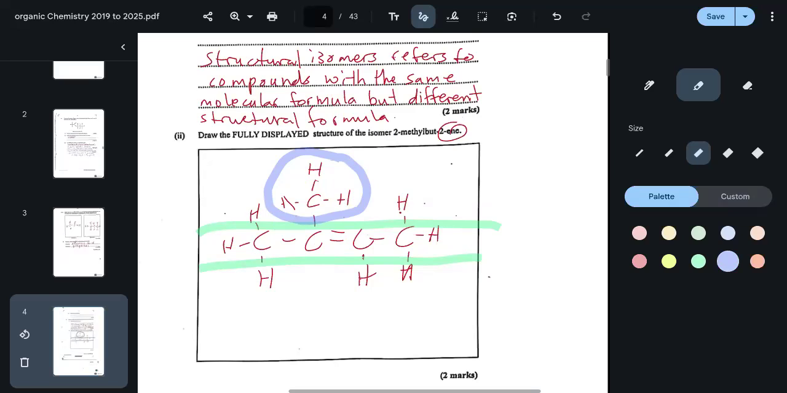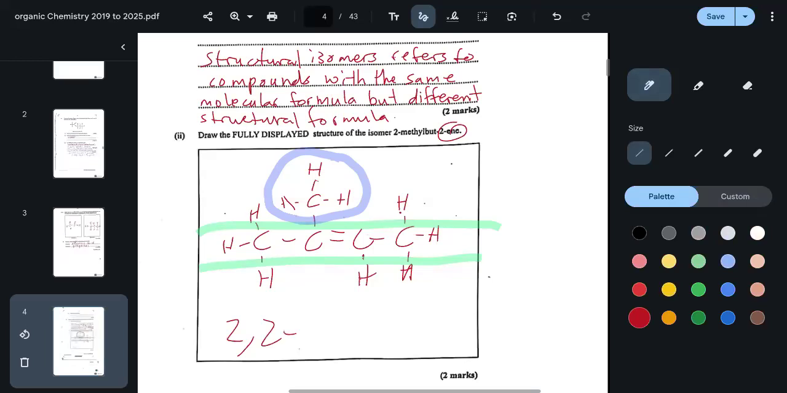Sir, if it was 2-methyl, it said 2,2-methyl. So, yes, it would say 2,2-dimethyl. Okay, sir. Yeah. So the 2,2 would mean that both of the methyl groups are on carbon 2. So the di is what would tell you it is 2 methyl groups, but the number is telling you the position of the methyl group.